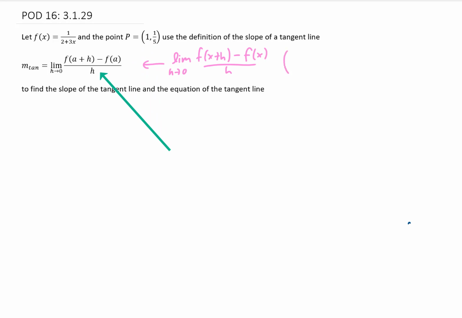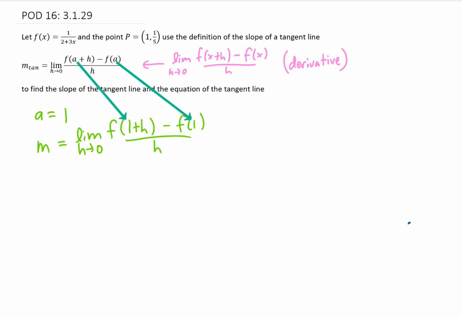Either way, whether we've used these words in this class or not, whenever we're finding the slope of a tangent line of a function, we're finding a derivative of a function. All right, there's a lot more of that to come. But because we're given this point 1, 1/5, we know that we're going to have an a value of 1. So the slope of our tangent line with a equals 1 substituted in looks like this.